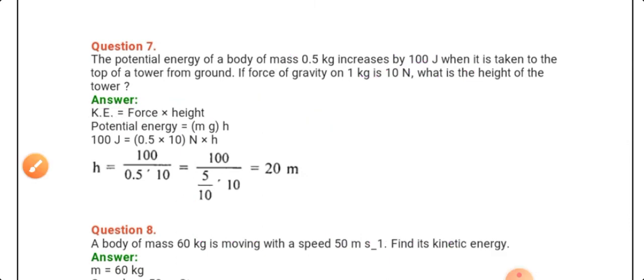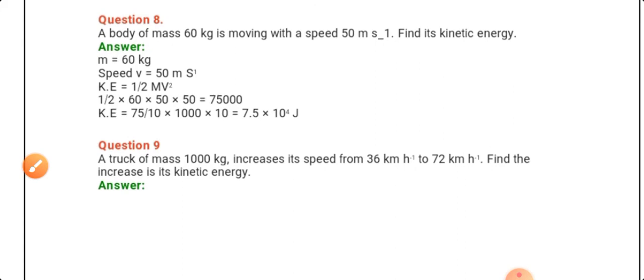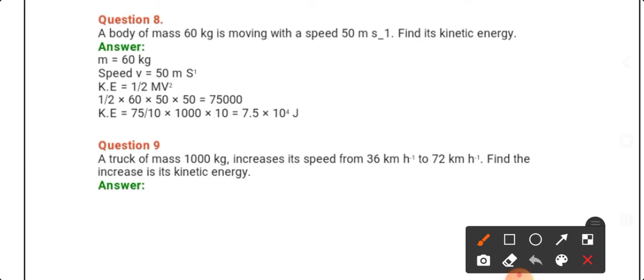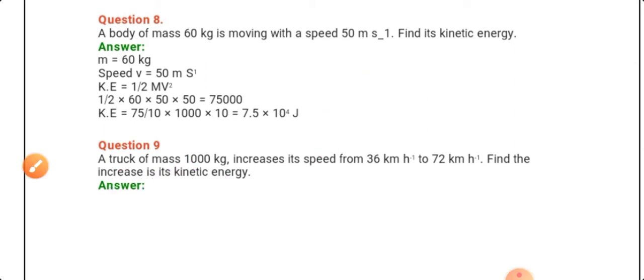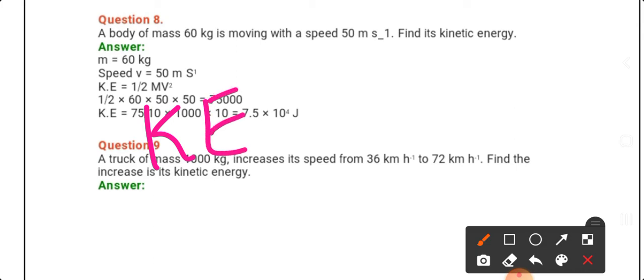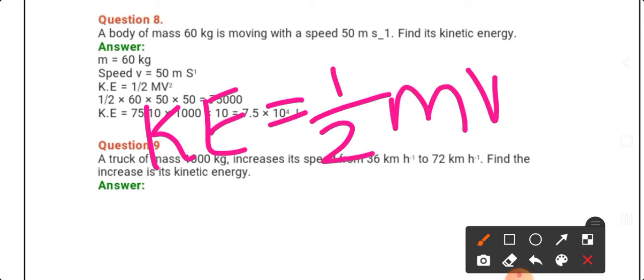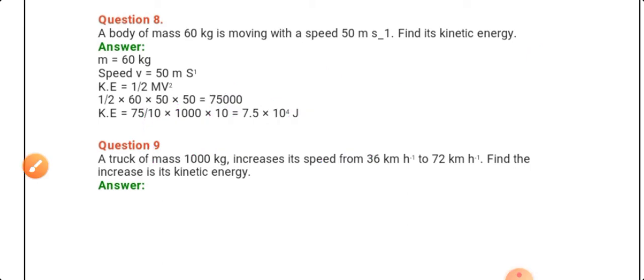Okay, now coming to question number 8. A body of mass 60 kilogram is moving with a speed of 50 meter per second. Find its kinetic energy. Now what is given? This is also a direct question. Mass is given, speed v is given. You have to find out kinetic energy. The kinetic energy equation is half mv square, isn't it? So mass is given, v is given, so you have to take v square. Just substitute the values and calculate. You will get the answer for your question number 8.